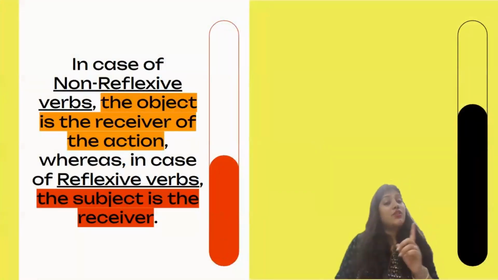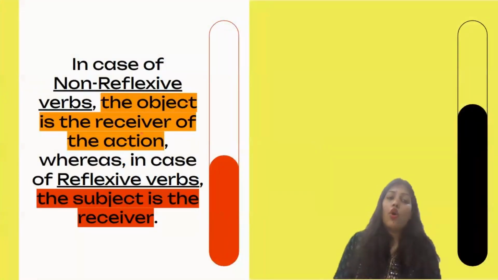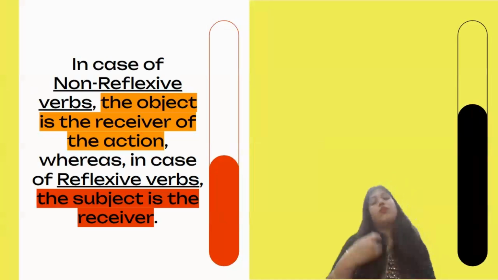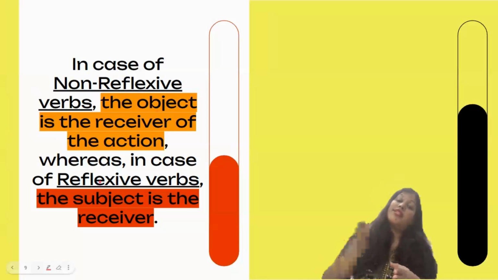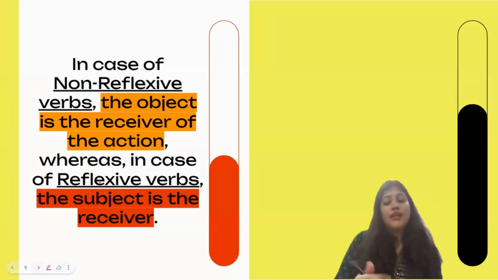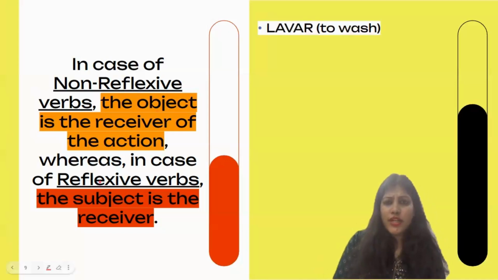Again, so in case of non-reflexive verbs, बच्चों, the object in the sentence will be the receiver of the action. In reflexive verbs, the subject will be the receiver. Let's look at an example.